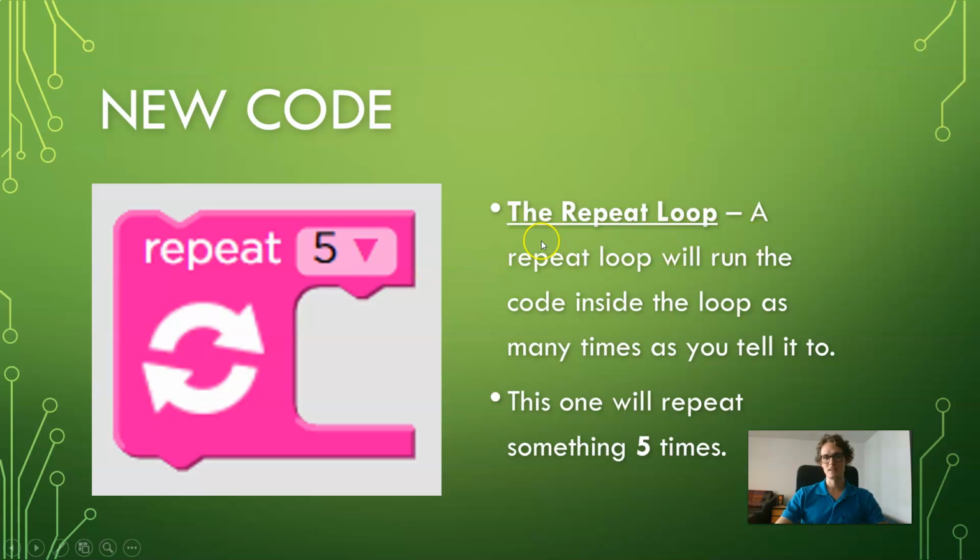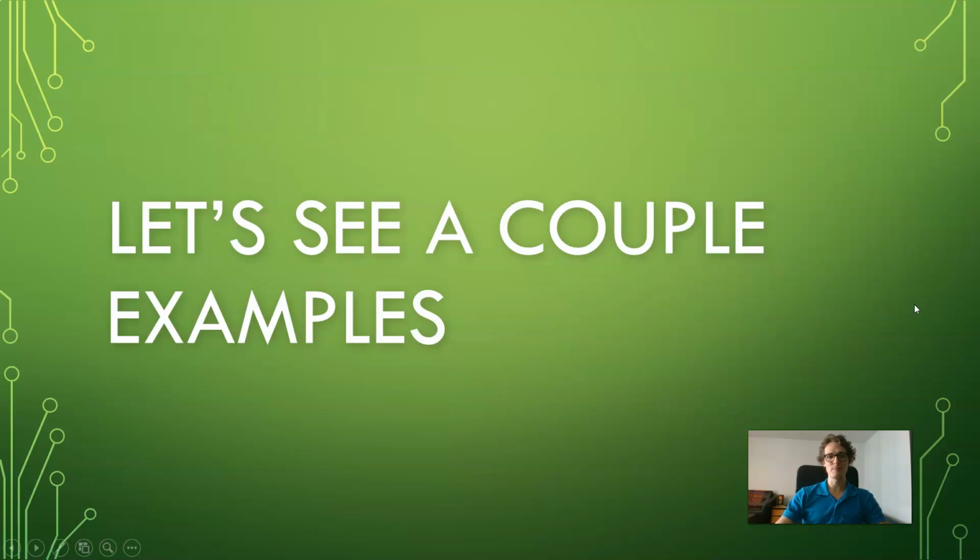Okay? I'll read you the definition of the repeat loop. A repeat loop will run the code inside the loop as many times as you tell it to. Okay? So you can put code right in this area, and then the repeat loop will do that as many times as you want. This one will repeat something 5 times. Let's see a couple examples.